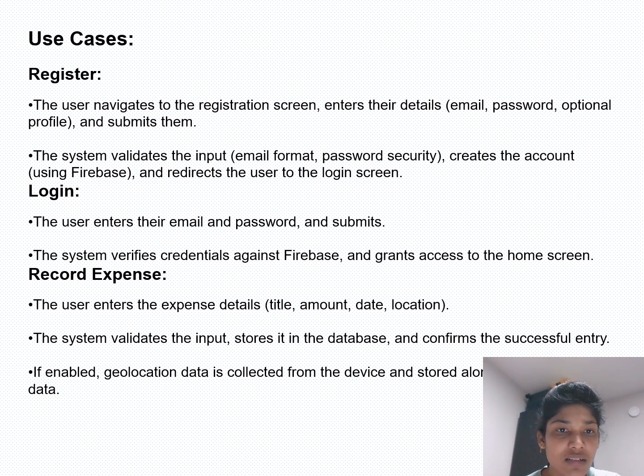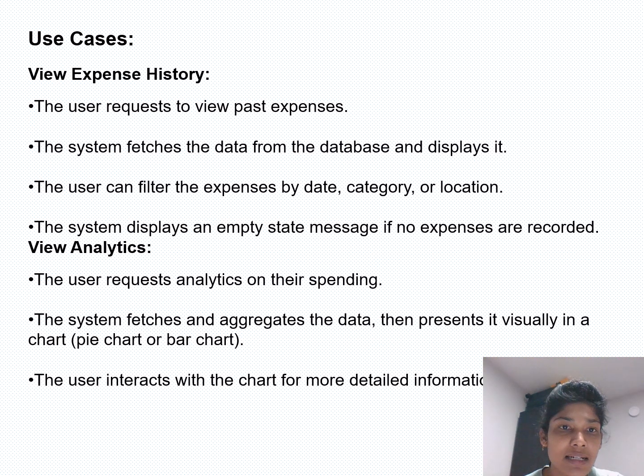The user navigates to the registration screen, enters their details, and logs in. The user enters their email and password and submits. Record expense: the user enters the expense details like title, amount, date, location. The system validates the input, stores it in the database, and confirms the successful entry. Then next, view expense history. The user requests to view past expenses. The system fetches the data from the database and displays it.